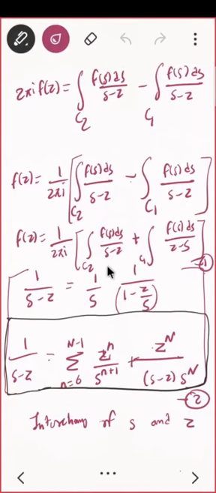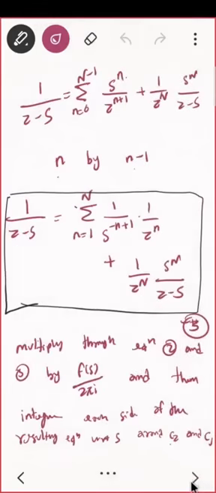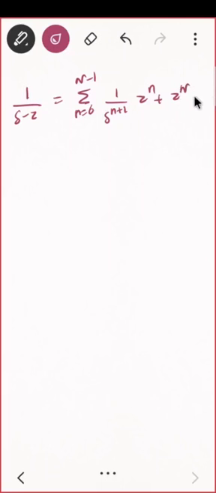Let us see what this value will be if you multiply by f of s upon 2 pi. You want to multiply f of s upon 2 pi, correct? So that means I'm putting 2 pi inside, so it will be 2 pi I. Let us see the first one. Originally I was having 1 upon s minus z, and that is equal to summation n equal to 0 to n minus 1 upon s raised to n plus 1 z raised to n plus z raised to n upon s minus z into s raised to n, correct?